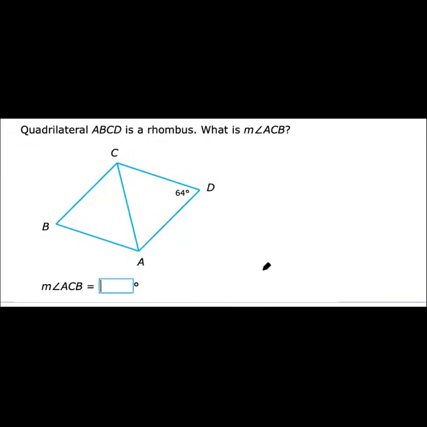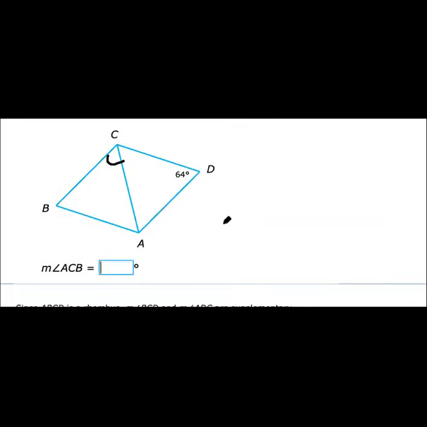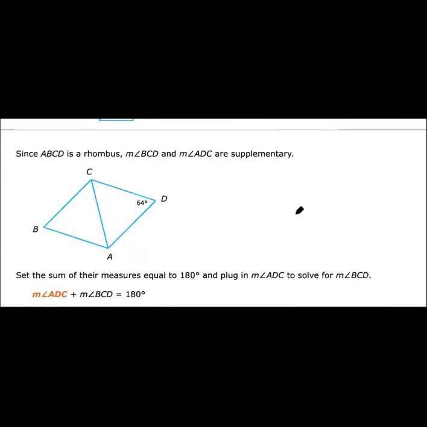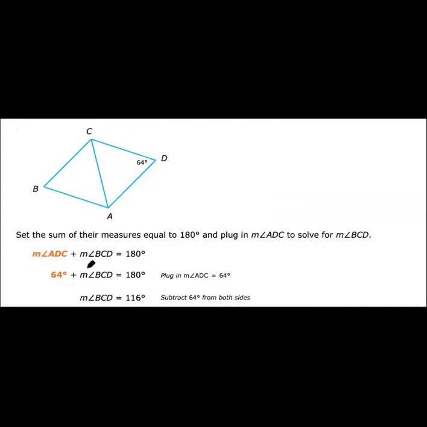All right, quadrilateral ABCD is a rhombus. What is measure ACB? Okay, so we're looking for this one right there. All right, so let's break this down, use some visuals. Since ABCD is a rhombus, the measures BCD and ADC are going to be supplementary. Supplementary means it's going to be equal to 180 degrees.